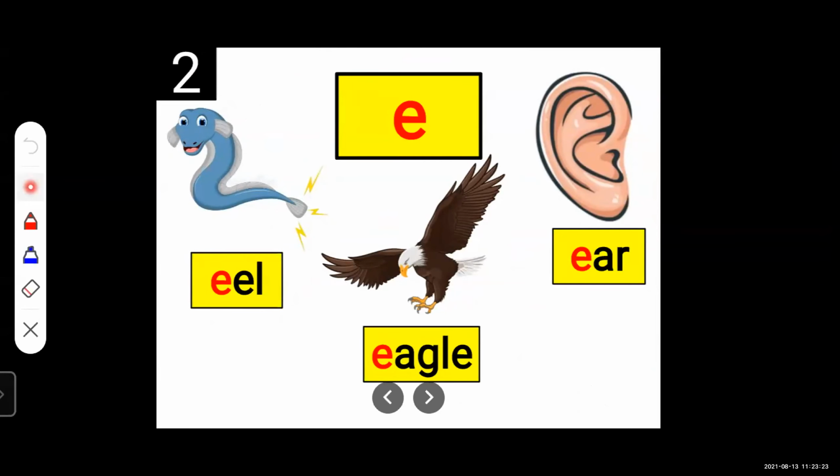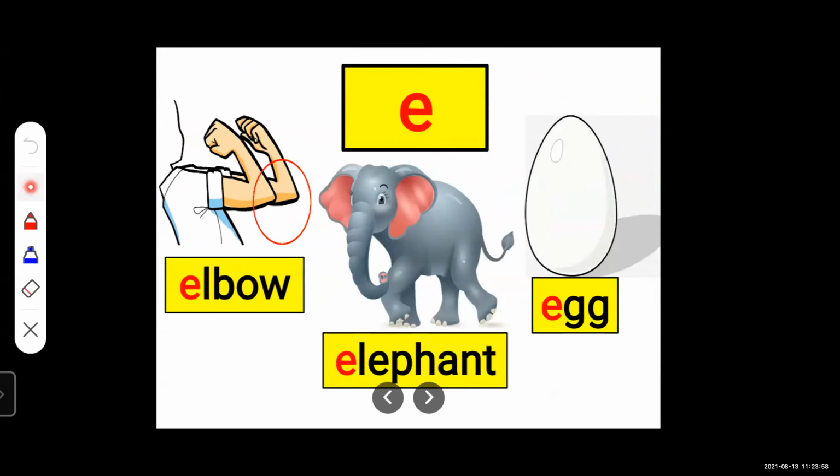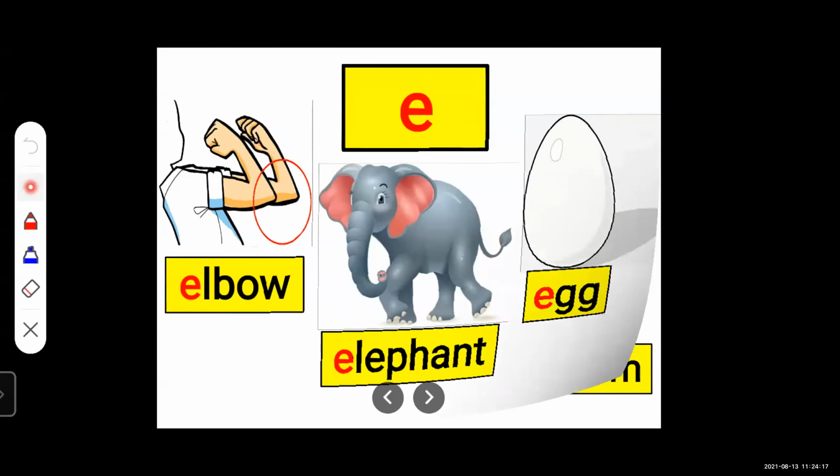Here also two sounds of E. E and A. So first, E. Very good. Let's see about first sound. E for eel. Eagle. Eagle. E for ear. E for ear. Okay. Now, the vowel is same, E, but sound is a little different. A. So, E for elbow. E for elephant. E for egg.